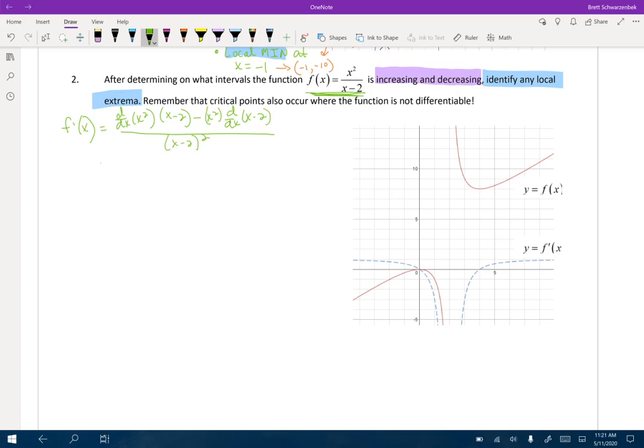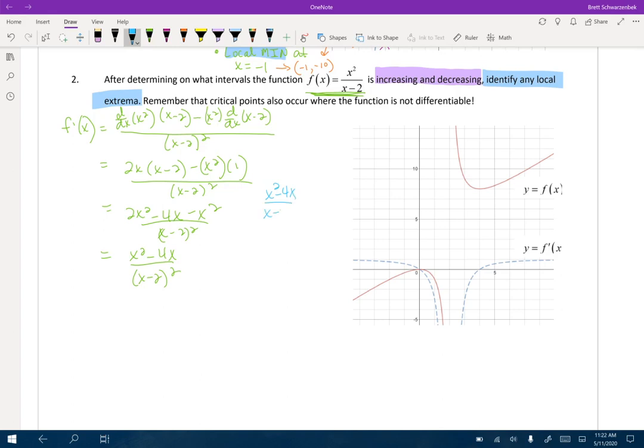We're going to get 2x times (x minus 2) minus x squared times 1 for the derivative, over (x minus 2) squared, which is going to give us, distributing, 2x squared minus 4x minus x squared over (x minus 2) squared, which will finally give us x squared minus 4x over (x minus 2) squared. Okay, so this is the derivative of our function. So what do we always have to do? We have to set that derivative equal to 0 and solve. So x squared minus 4x over (x minus 2) squared is equal to 0.